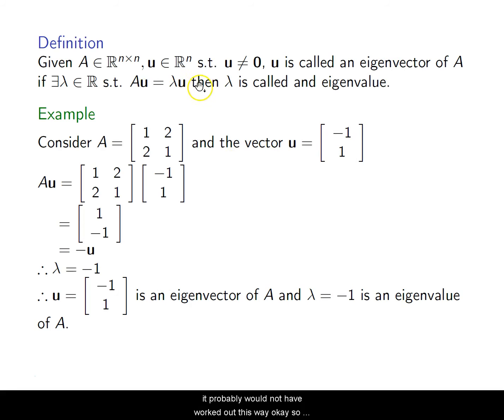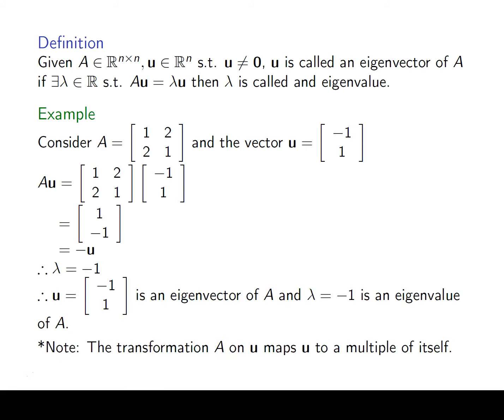Again, these things are pretty unique to the system that you're in. So u equals negative 1, 1 is an eigenvector of this matrix A, and lambda equals negative 1 is an eigenvalue of A. And these things are associated with each other. This eigenvalue gives us this eigenvector. They're paired together. So again, just note that the transformation of A on u maps u to a multiple of itself. In this case, negative 1 of itself.